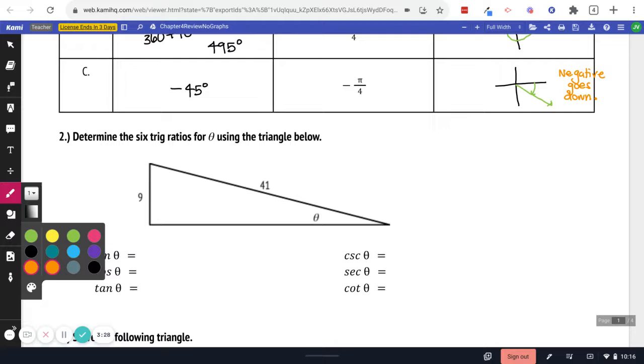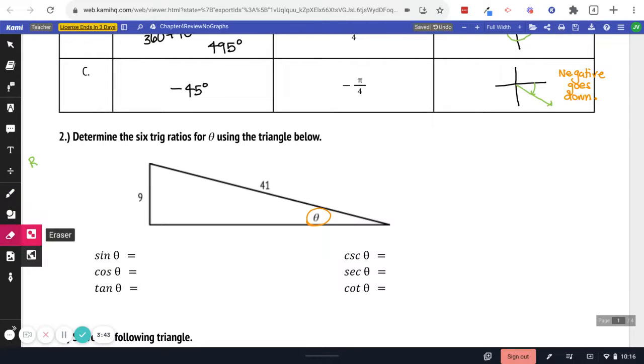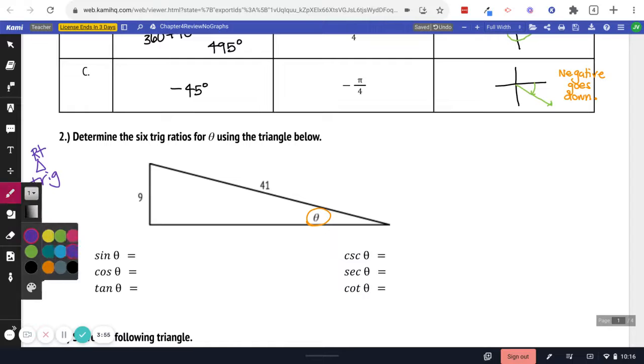Let's go to number 2. Determine the 6 trig ratios for below. So here's theta, right? And we have all of these notes. I want to say they're in our right triangle trig notes. And in terms of this theta, we've got an opposite side, we've got a hypotenuse, and then we've got an adjacent side.